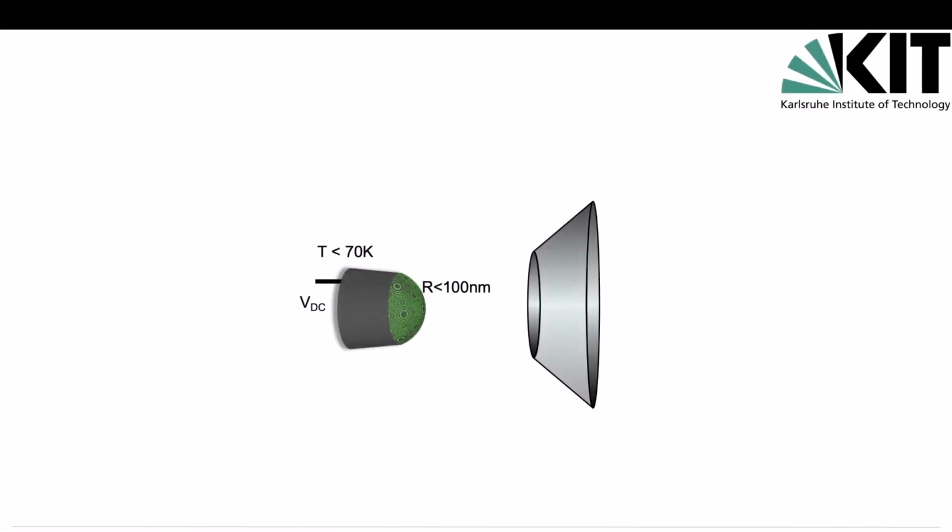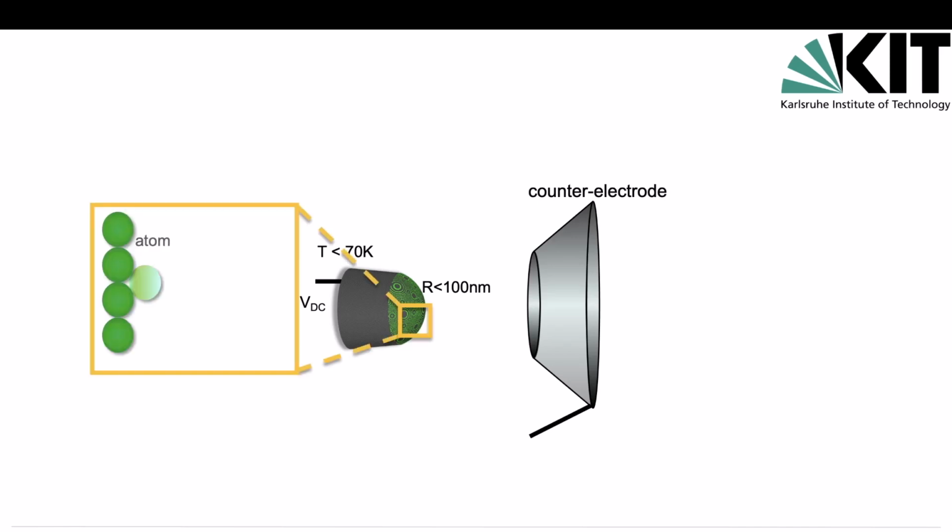In atom probe tomography, our specimens are made into really sharp needles whose end radius is less than 100 nanometers, and the specimen is cooled down to temperatures less than 70 Kelvin. A high voltage in the range of 1 to 10 kilovolts is applied by a counter electrode. The consequence of this small end radius and the high voltage is that a really humongous electric field is generated on the surface, in the order of 10^10 volts per meter.